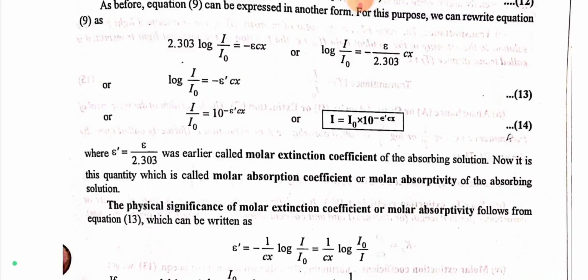Where epsilon dash is equal to epsilon by 2.303, which was earlier called molar extinction coefficient of the absorbing solution. Now it is this quantity which is called molar absorption coefficient or molar absorbability of the absorbing solution.